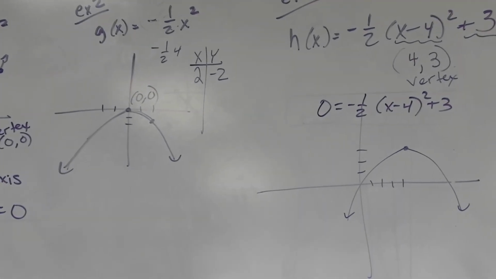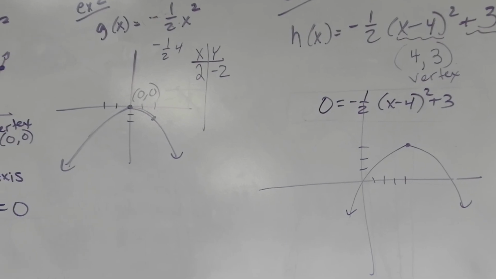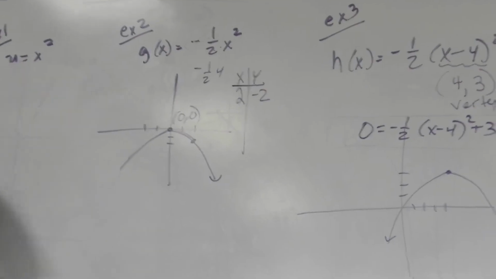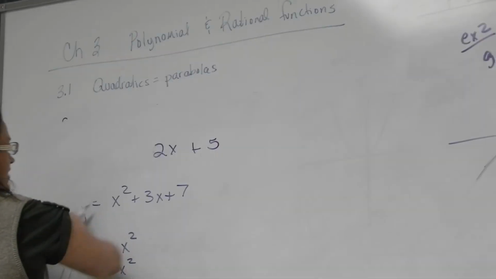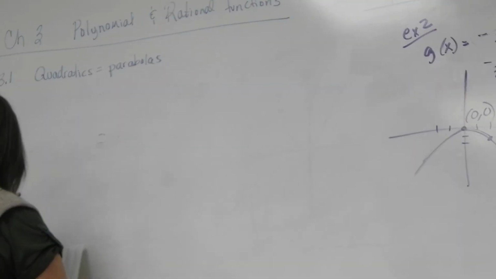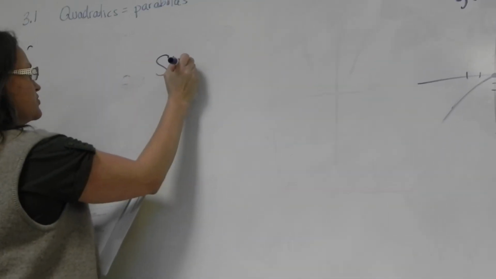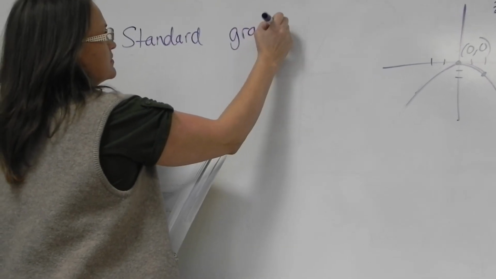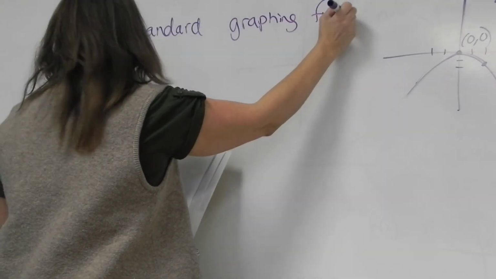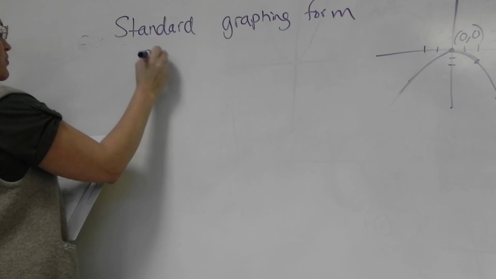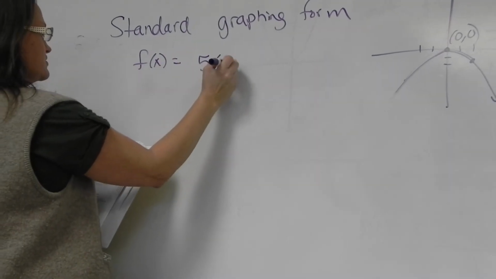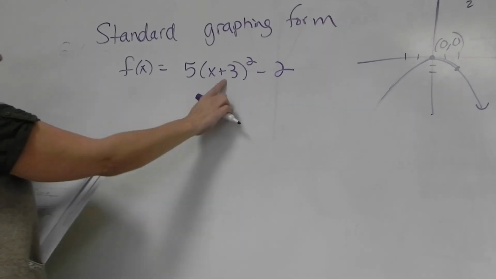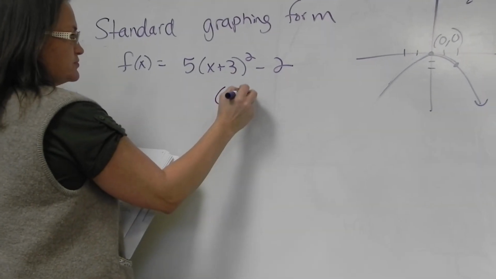Okay, let's flip the page. We're going to talk about how to tell where the vertex is if it's not in that nice graphing form. All right, so let's look where it says standard graphing form. Here's an example with the shifting rules, where we can see the vertex, -3, -2.